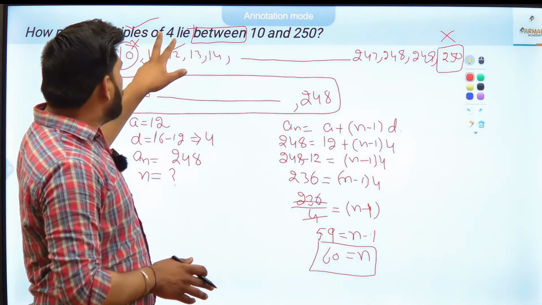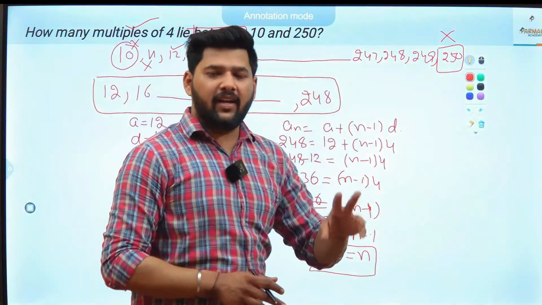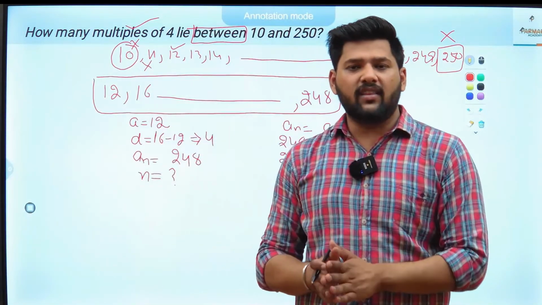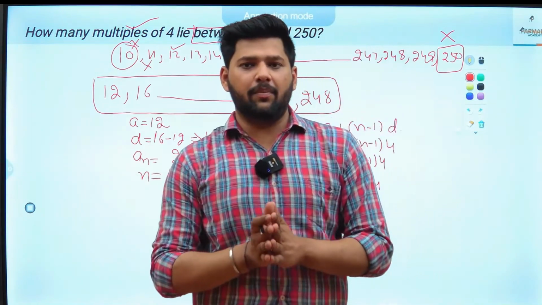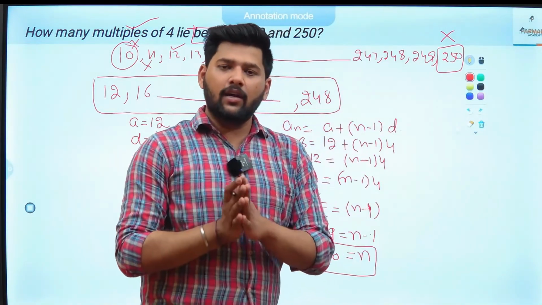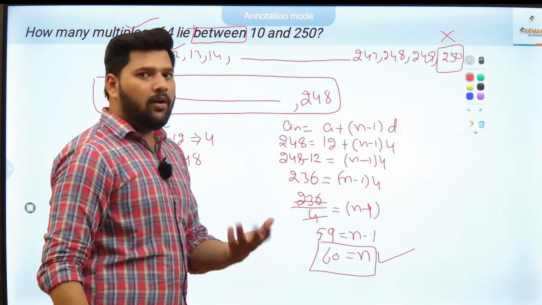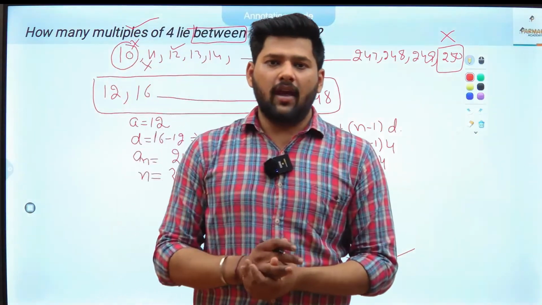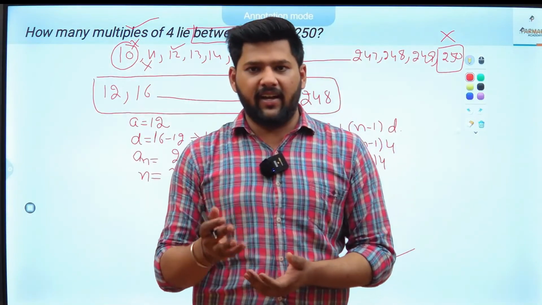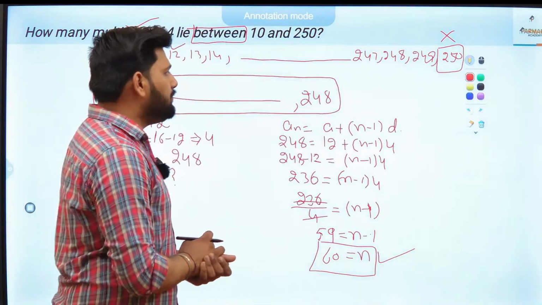This means जो 4 के मल्टीपल है बिटवीन 10 एंड 250 वो कितने हैं, there are 60 multiples of 4 between 10 and 250. This is how we can find the number of terms between any two terms having the special condition or generating the AP sequences.